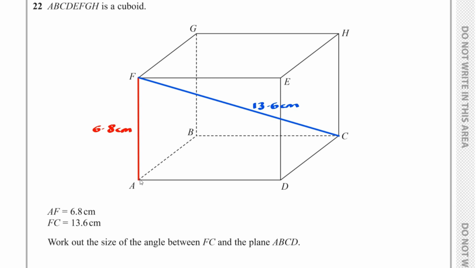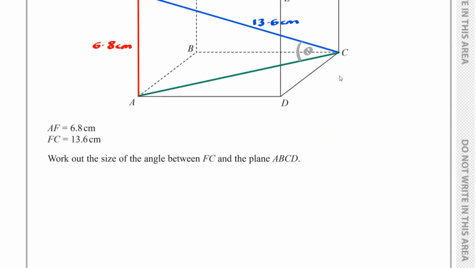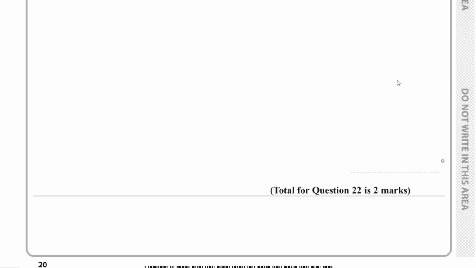We need to work out the angle between FC and the plane ABCD. What I am required to find first of all is this line over here, and the angle I need to find is this angle here. So we've got this angle we can work out. We've got the hypotenuse and the opposite, so we can use sine. So we've got the sine of ACF, which is equal to the opposite 6.8 over the hypotenuse 13.6, which is a half. So ACF is 30 degrees.